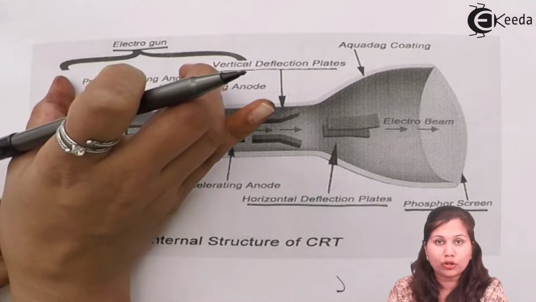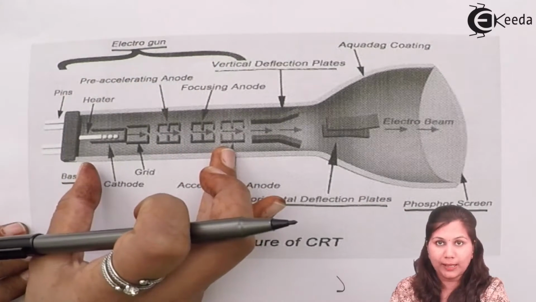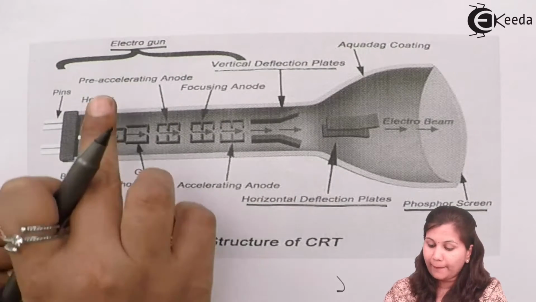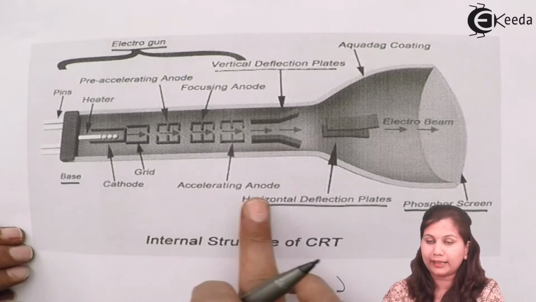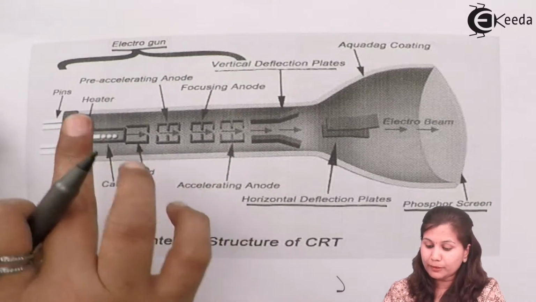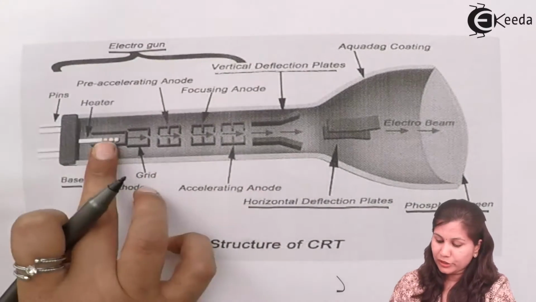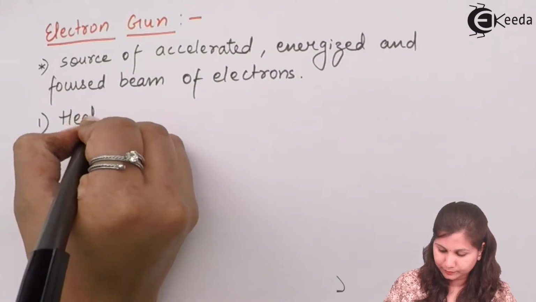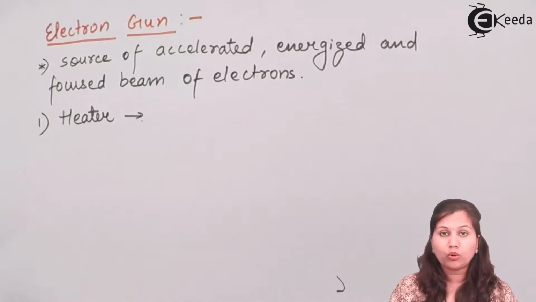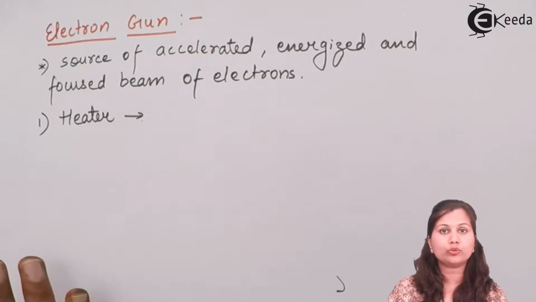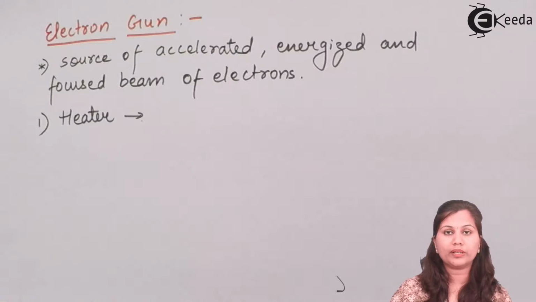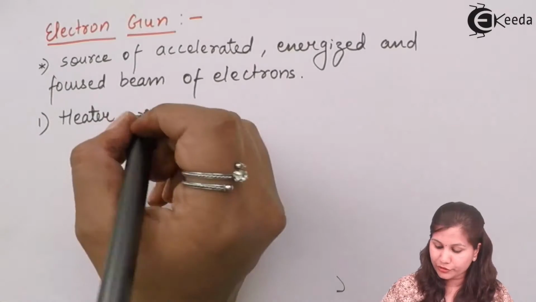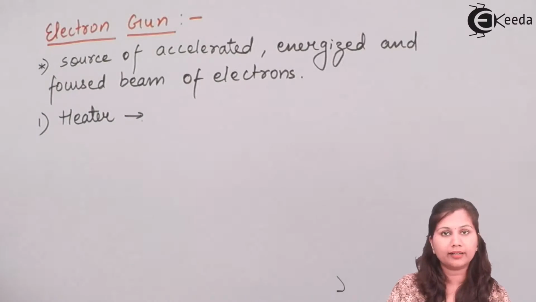Now if we come to the electron gun, the electron gun also consists of some parts. It will have the heater, the cathode, the control grid, pre-accelerating anode, focusing anode and the accelerating anode. So the first part is the heater. The heater is going to heat the cathode, and when the cathode is heated, it is going to produce a beam of electrons. So the function of the heater is to heat the cathode.